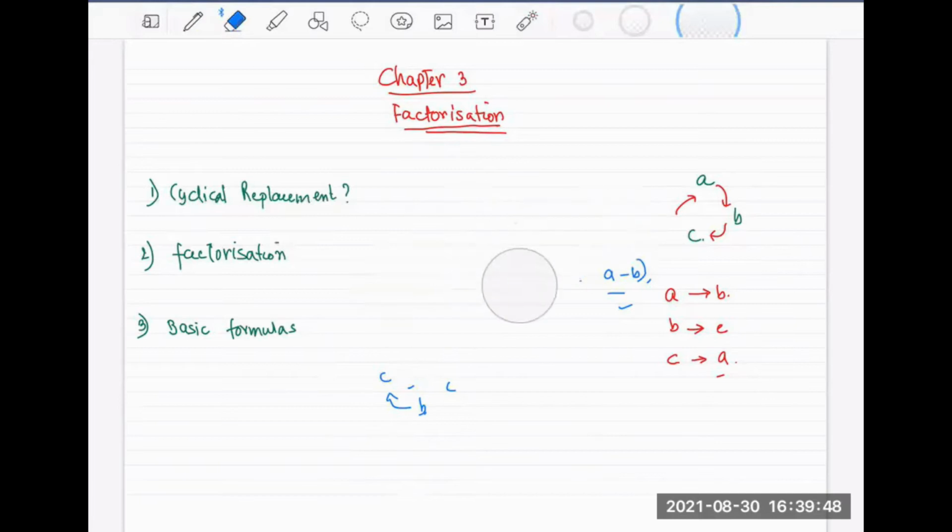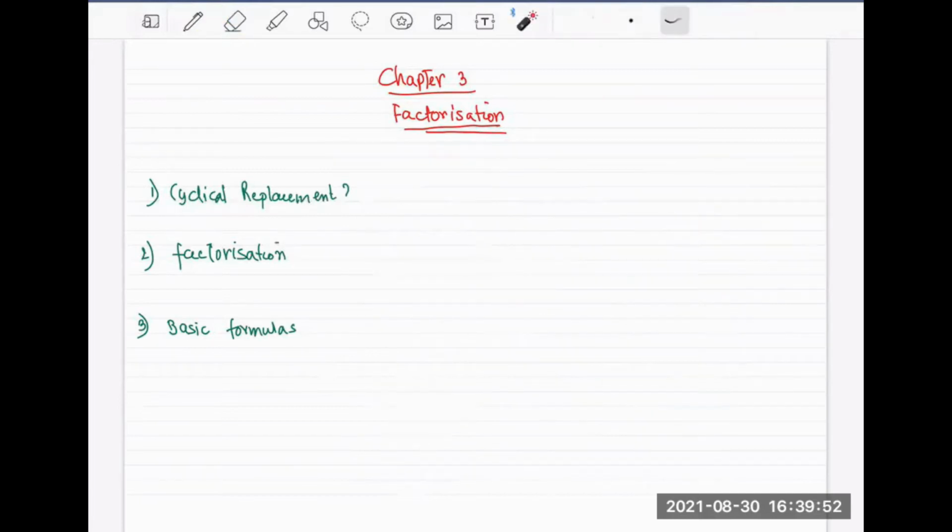Not much important here. Let me rub it out. So we have known what factorization is. We have known what cyclical replacement is. Let's come to some basic formulas before we start actual factorization of the question.